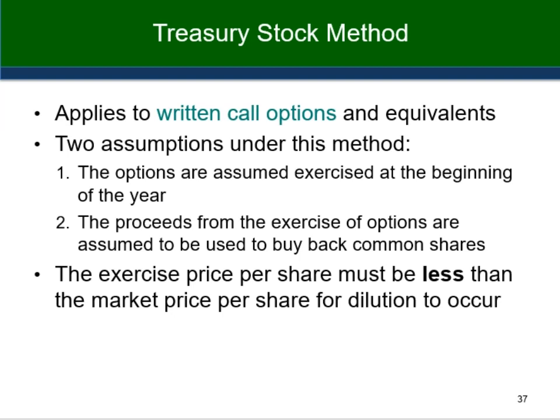The exercise price is less than the market price. Unless the exercise price is less than the market price, there wouldn't be any dilution, because you're getting the exercise price and you're buying from your treasury at the market price. So the only way the number of shares would go up in a dilutive fashion would be if the option was in the money.